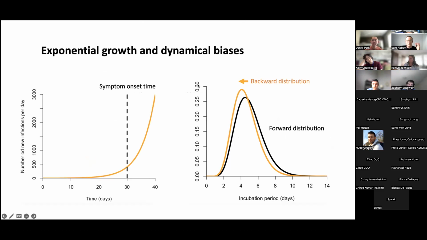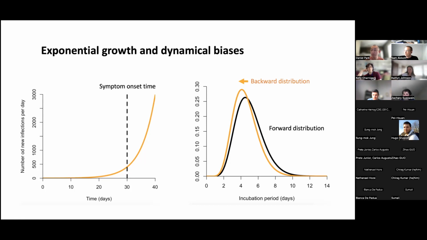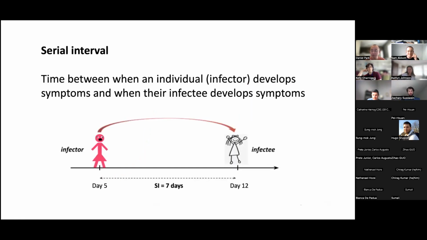Let's say we have an exponentially growing epidemic and take everyone who develops symptoms on day 30 and ask when they got infected. Then we're going to see a shorter backward distribution because the epidemic is growing. Among the people showing symptoms, we're going to see those who were more recently infected, which in turn gives us a shorter observed distribution. It turns out this idea is key to understanding what serial intervals are.